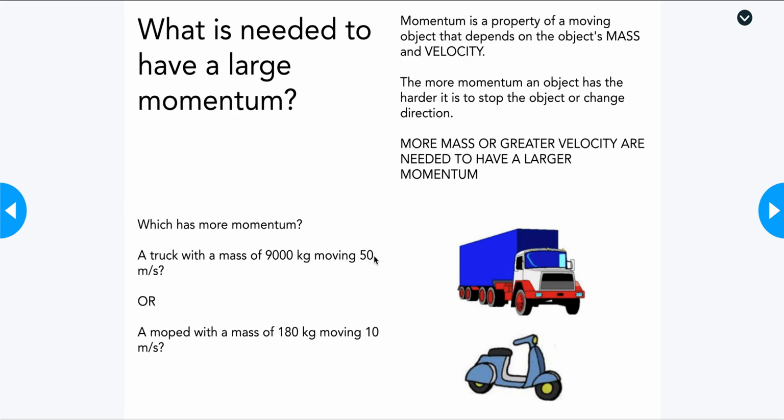Therefore, it is going to be harder to stop the truck or change its direction than it is to change the scooter. So momentum relates both to the mass of the object and the speed, or the velocity. If you increase either of those or both, that is going to increase the momentum.